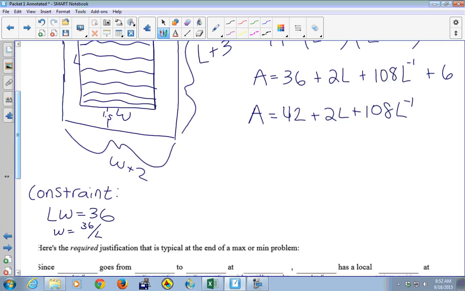So if I want to minimize area, I have to find potential places where minimums can occur. That's where the tangent lines are horizontal, because those will be the peaks and valleys of your graph. So horizontal tangent lines happen when the derivative is 0. So what's the derivative of 42? 0. The derivative of any constant is 0. So what's the derivative of 2 times L? 2. And then for 108L to the negative 1, bring the negative 1 down, multiply by the 108. So I have negative 108. Copy the L, reduce the exponent by 1, and you get negative 2. So that's my derivative, and I want to set it equal to 0.